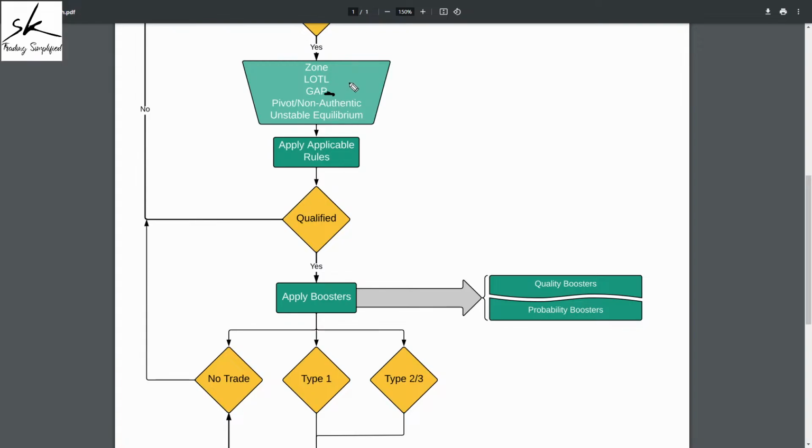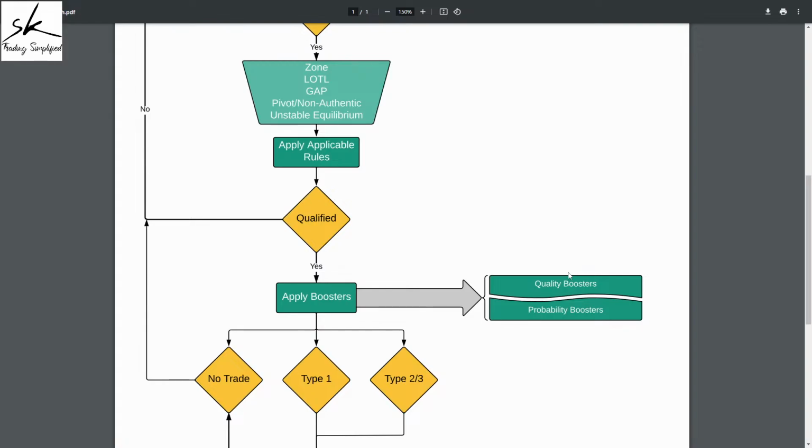Now, when we are looking at gaps, and let's say the gap proves to be a novice gap, it gets disqualified. If it is a pivot or a non-authentic structure, which is either a drop-based rally or a rally-based drop, and does not qualify based on the rules of pivot and non-authenticity, it again gets disqualified. Similarly, if it is an unstable equilibrium structure and does not qualify based on the rules of unstable equilibrium, it will again get disqualified, right? So there can be cases where it might get disqualified, but generally when I'm picking examples for you, I'm always picking examples which will qualify, right? That is the reason I'm sharing those examples with you.